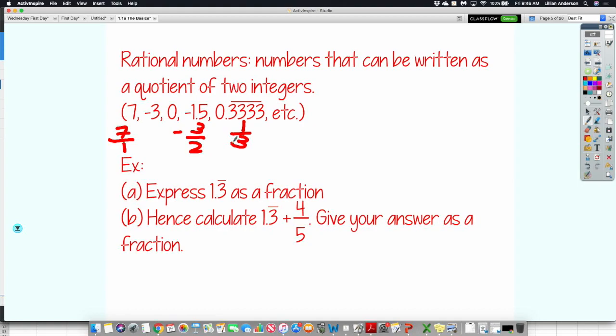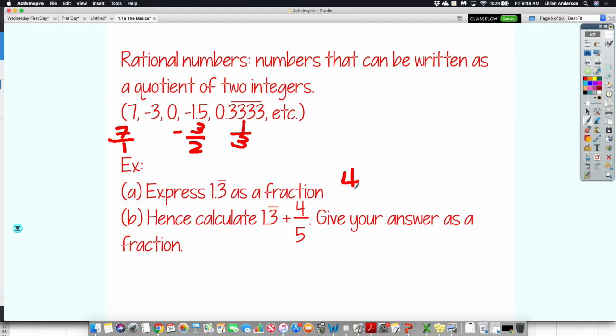So what I want you guys to do is express, and this is kind of more IB wording, I want you to express 1.3 with the line over it as a fraction, and then hence I want you to calculate the sum of 1.3 repeating plus 4 over 5, and give your answer as a fraction. I want you guys to do that on your desk. How do I express 1.3 with the bar over it as a fraction? Anyone?